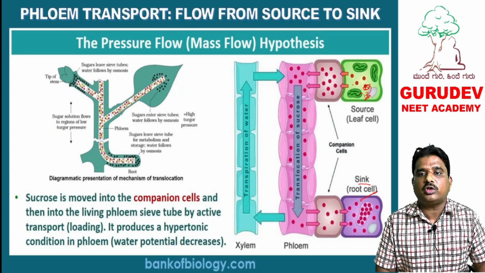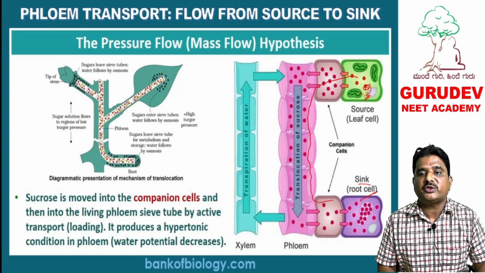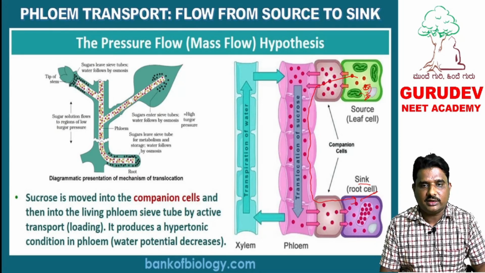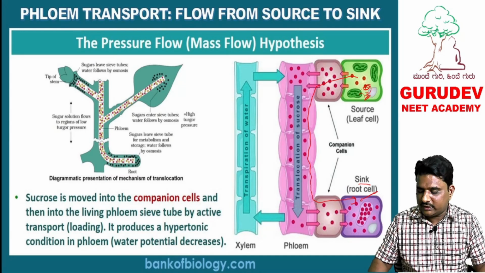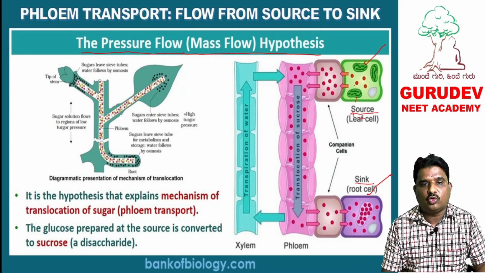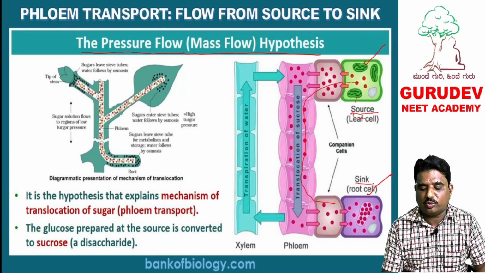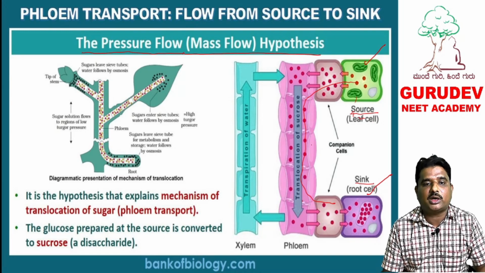So from this source, that means from leaf cell to root cell, how food is transported, that we have to study under this hypothesis. This hypothesis was explained by the scientist Ernst Munch. What is this hypothesis telling? The mechanism of sugar transport, that is, phloem transport. Mechanism of sugar transport means phloem transport. That means sugar is produced in the leaf and transported to the phloem tissue. That is nothing but the mechanism of phloem transport.